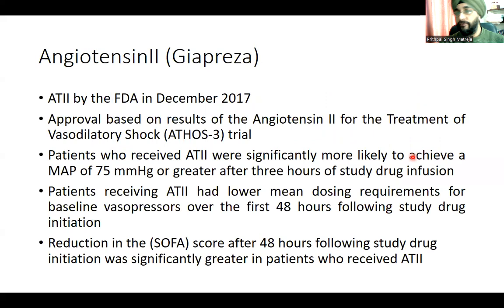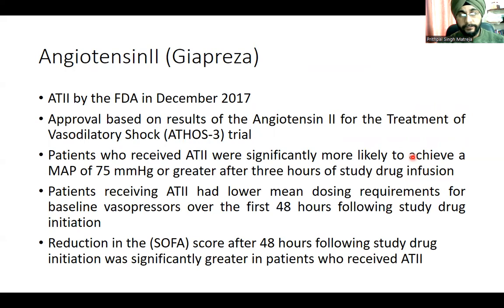Another drug that was approved by the FDA in December 2017 is Giapreza, which is angiotensin 2. I believe all of us are already familiar that angiotensinogen is converted into angiotensin 1. Angiotensin 1 is converted into angiotensin 2, which acts on angiotensin receptors and is a vasoconstrictor. The approval of angiotensin 2 was based on the ATHOS-3 trial, which studied the use of angiotensin 2 for the treatment of vasodilatory shock.